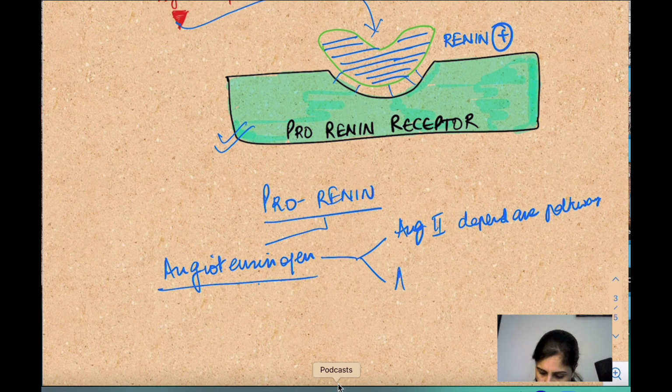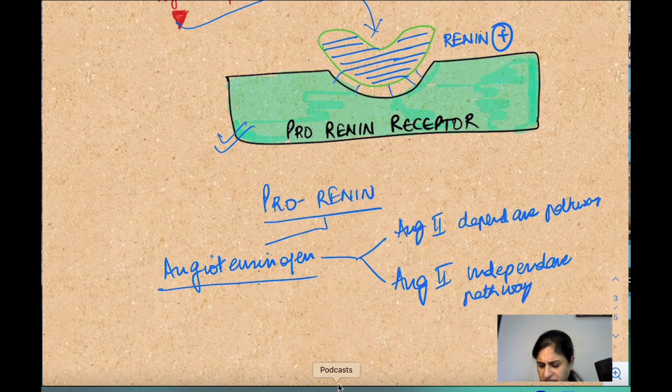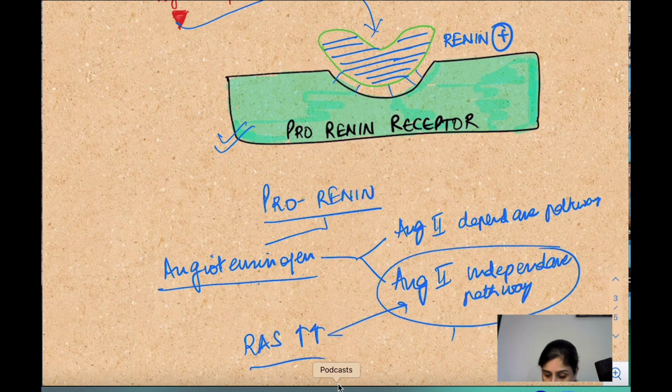The other one is called the angiotensin 2 independent pathway. So there is no angiotensin 2. There are certain other factors that are activated, and they lead to cellular growth, even apoptosis and all those kinds of things. In certain situations when the renin-angiotensin system is overactive, this becomes overactive in tissues, because this is very common in the local RAS. Local RAS becomes overactive.